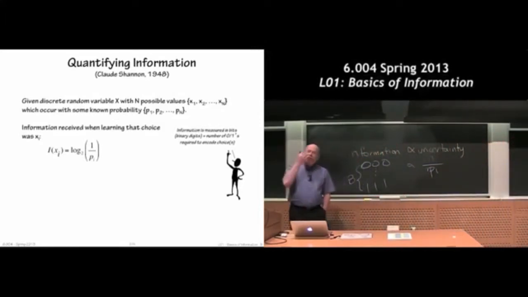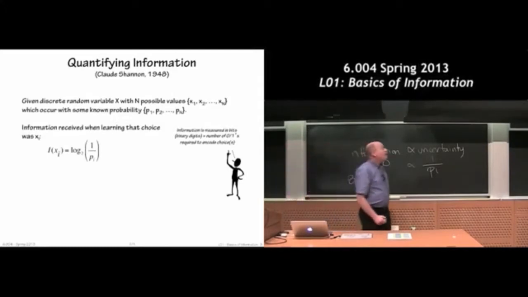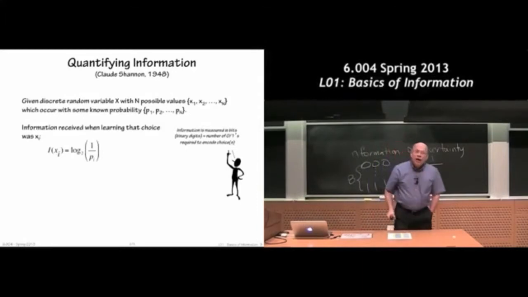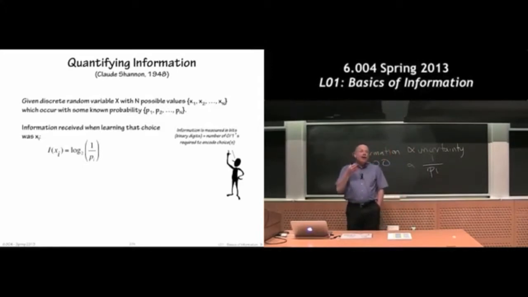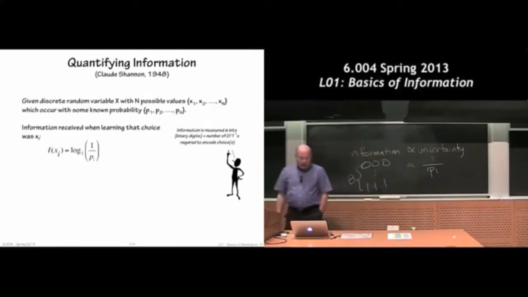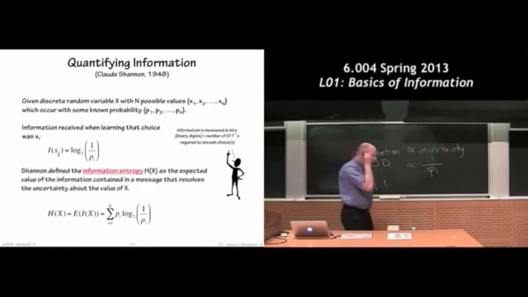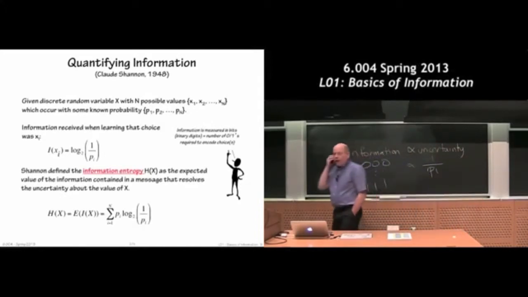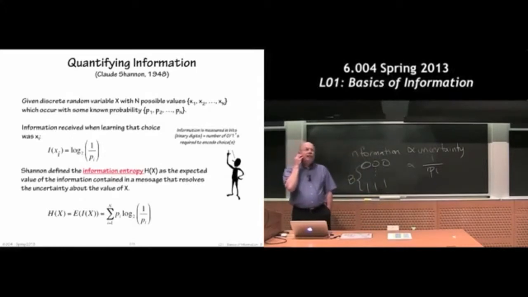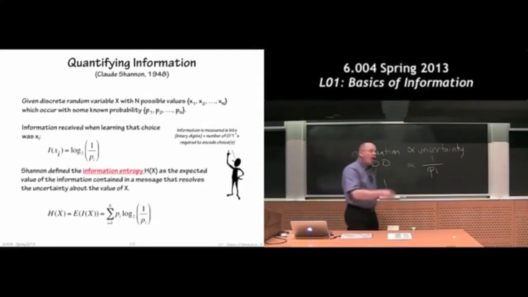So we're going to say the information from learning about a choice is equal to the log base 2 of 1 over the probability of that choice happening. The base 2 comes from the fact that we're using binary as our measure. The basic measure of information is the bit. Okay, and so what Claude Shannon, the father of information theory, did was to define this notion of information entropy, which is the expected value of the amount of information you receive when you resolve what the value of the random variable X actually is.